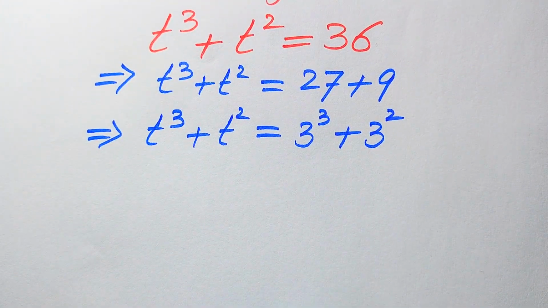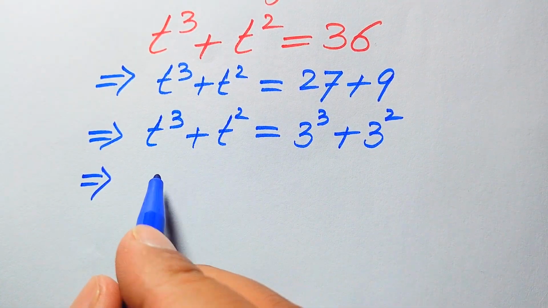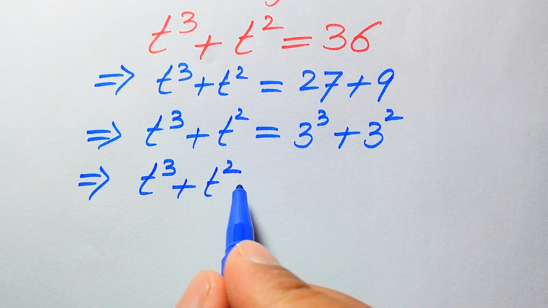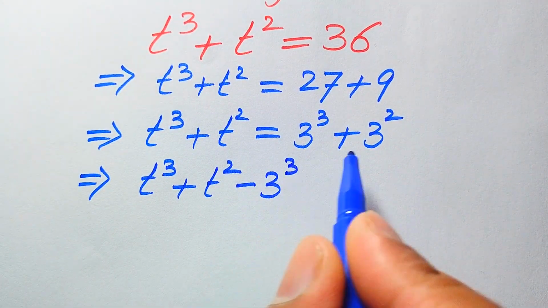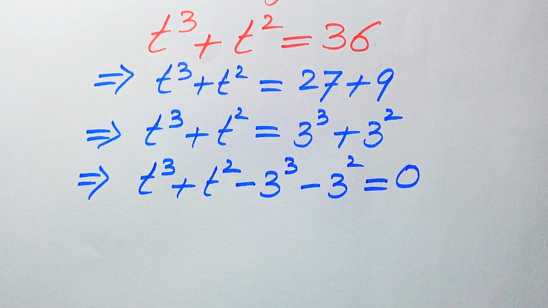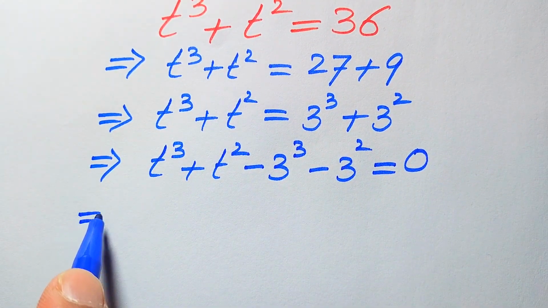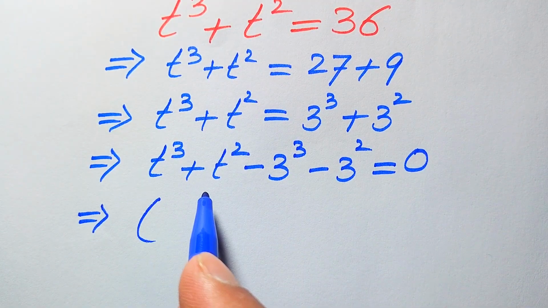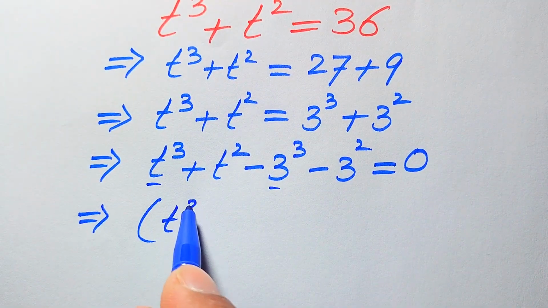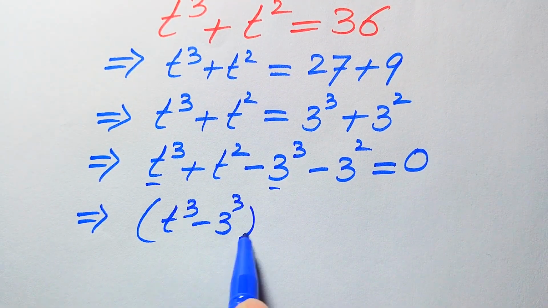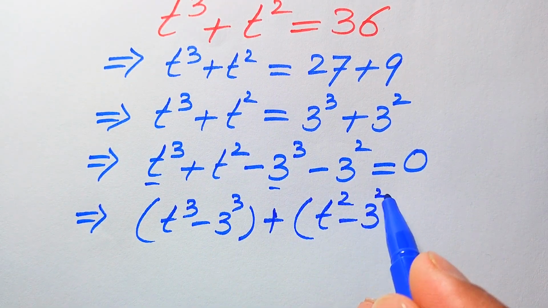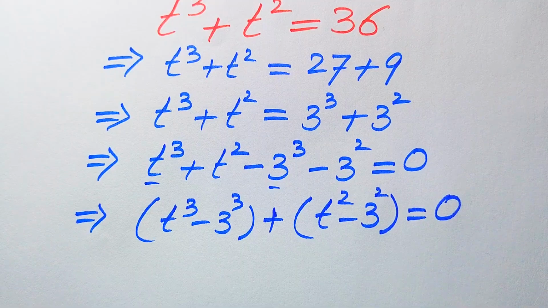Further in the next step we move all the terms from the right hand side to the left hand side and it will become t cubed plus t square, positive 3 cubed becomes negative 3 cubed, positive 3 square becomes negative 3 square, and this whole equation is equal to 0. Here we need to make pairs of a cubic term and a square term. So we combine these terms and it becomes t cubed minus 3 cubed plus t square minus 3 square, and this whole equation is equal to 0.